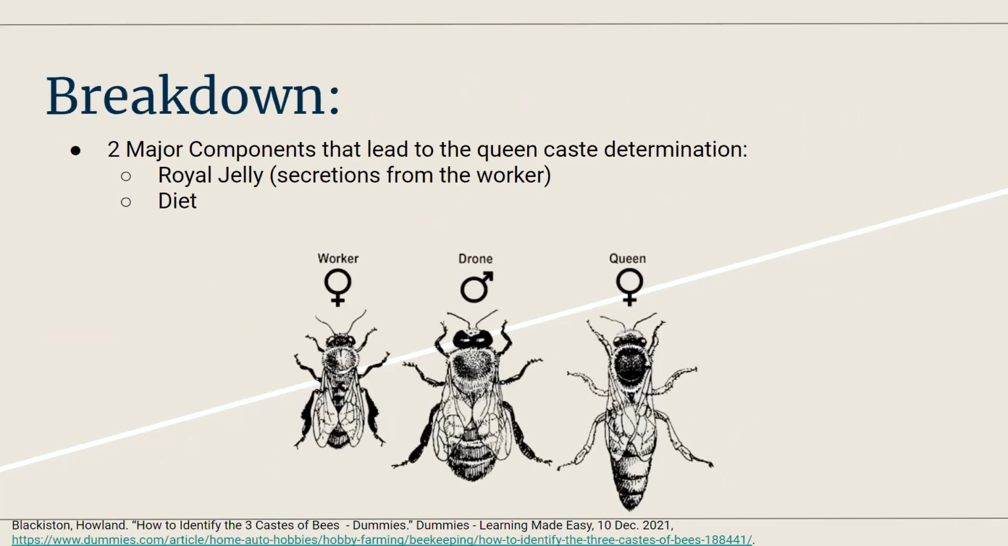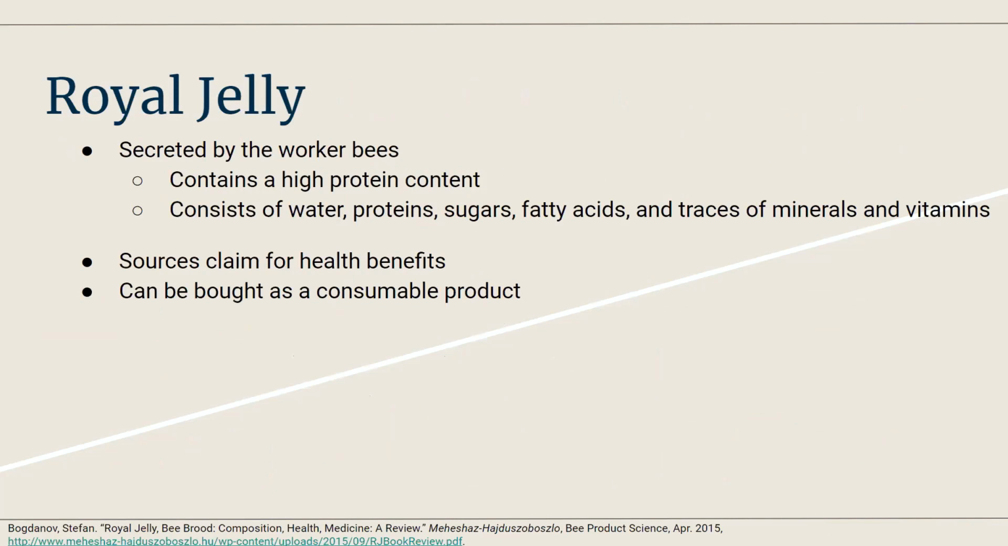There could be two major components that most likely lead to queen caste determination: royal jelly, which is secreted by the worker bees, and the diet. Where does royal jelly come from? Royal jelly is secreted by the worker bees that take care of the larvae. It contains a high protein content, as well as water, sugars, fatty acids, and traces of minerals and vitamins. Some sources claim that there are health benefits, and it can also be bought as a consumable product.